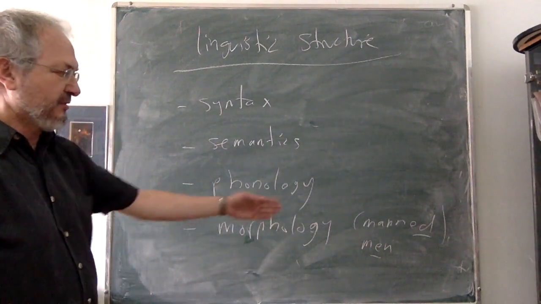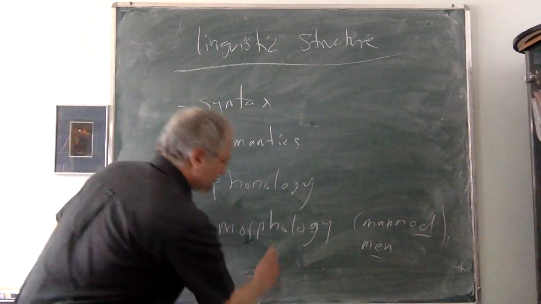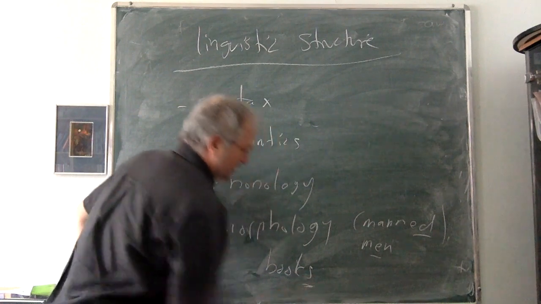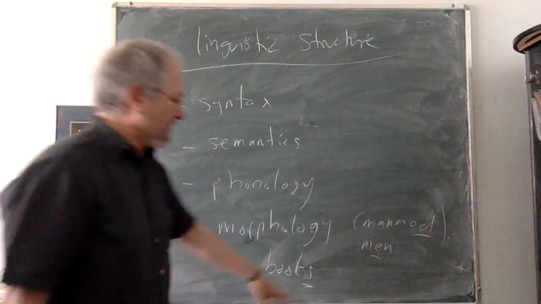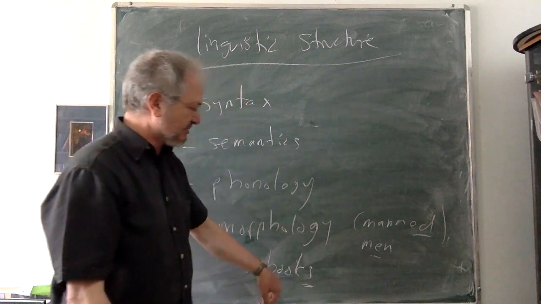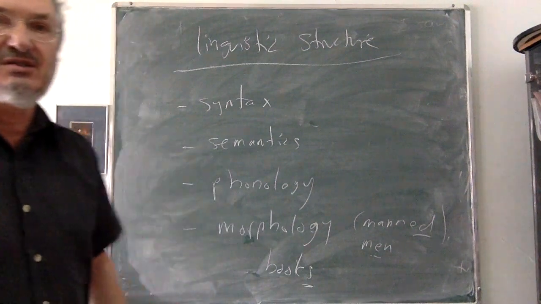And of course, this is not the way you always do it. So book is books, and this is sometimes called the regular plural. But anybody with knowledge of English will say this is plural, and so is this one. And morphology is trying to figure out this stuff.